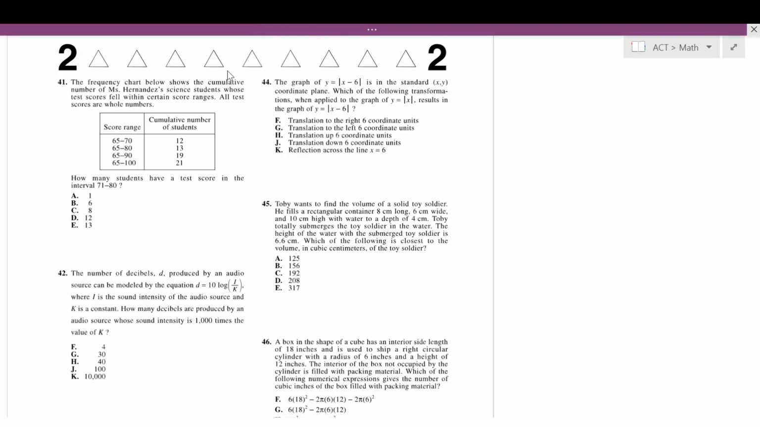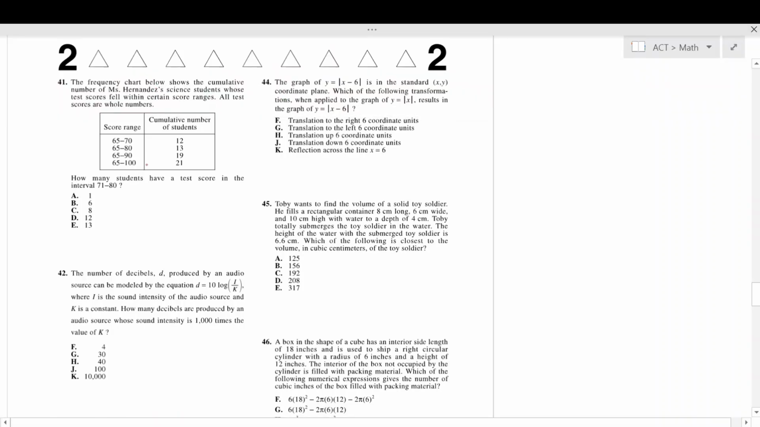We're given this frequency chart here. How many students have a test score in the interval 71 to 80? Right, so we see here that none of these intervals is 71 to 80. So we're going to have to do a little bit of thinking here.